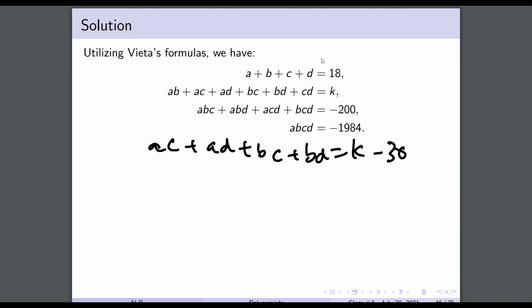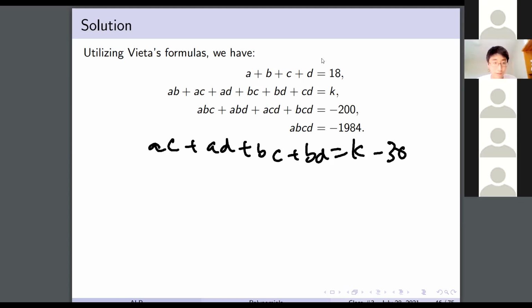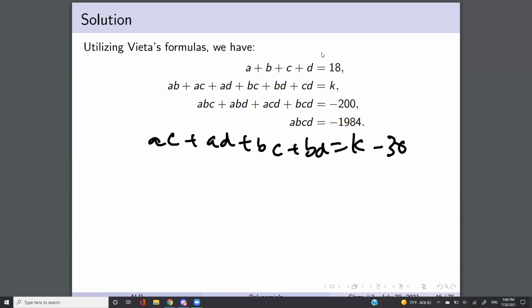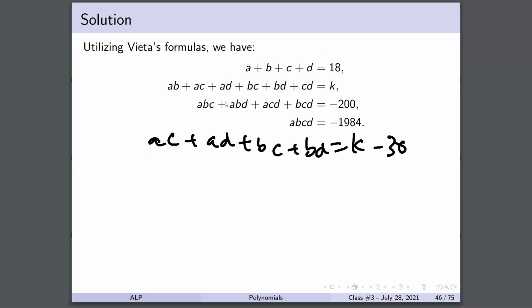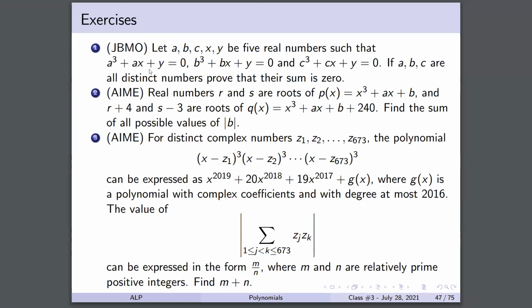And then our primary condition, a plus b plus c plus d equals 18, gives us that p plus q equals 18, and then p equals 4 and q equals 14. And if we plug them back in, we get k equals 4 times 14 plus 30, which equals 86. So then we have finished. All right, I know that was kind of quick, but now we'll move on to some exercises that I'll give you some time to complete.